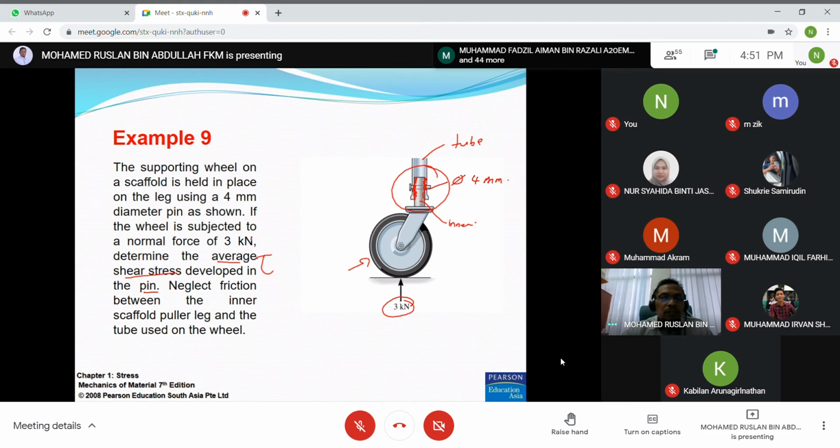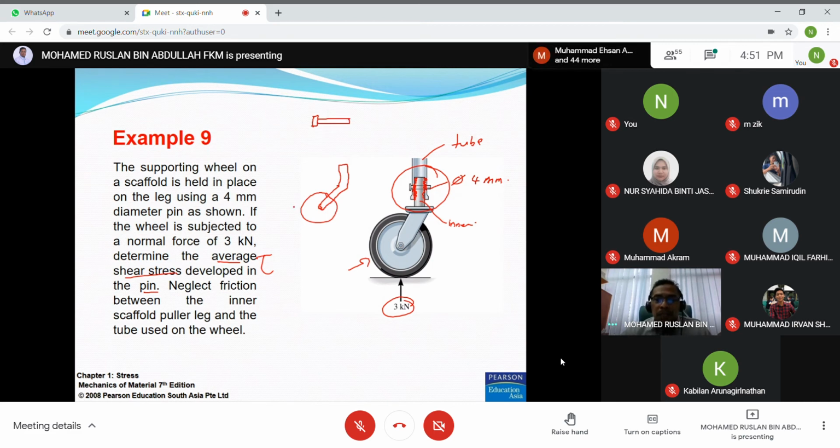So what is the average shear stress? In this case, you have to draw a free body diagram to represent this problem. You can draw this one. This is the wheel, and this is the inner scaffold, and then this is the pin.